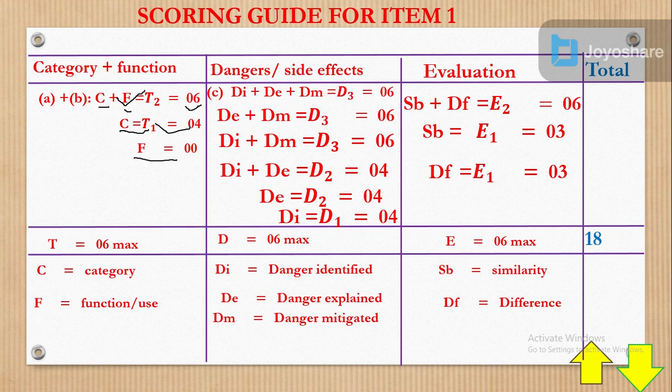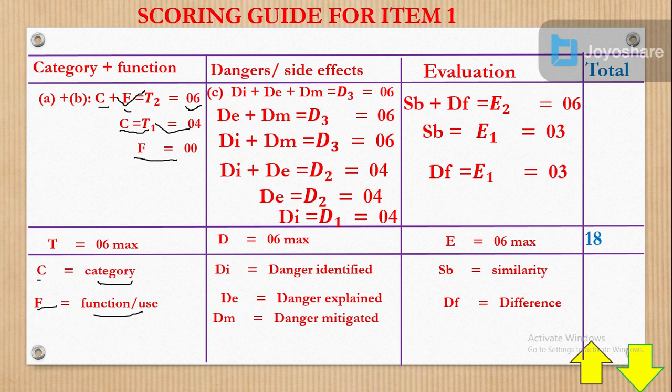Now the maximum score for part A and part B is 6 marks. That's category and function, 6 marks, that is maximum. Then letter C stands for category, and letter F stands for function. So please better know that.